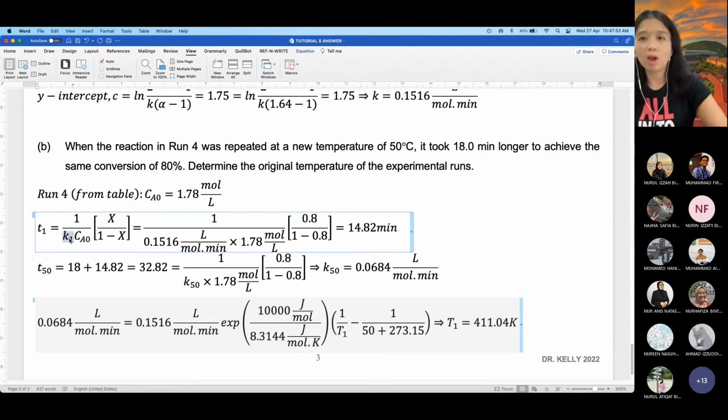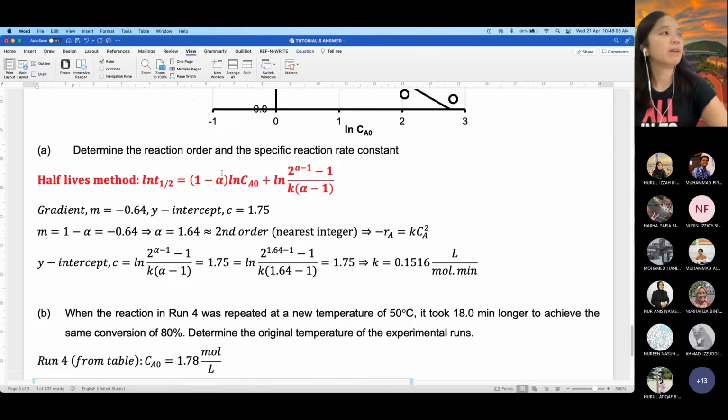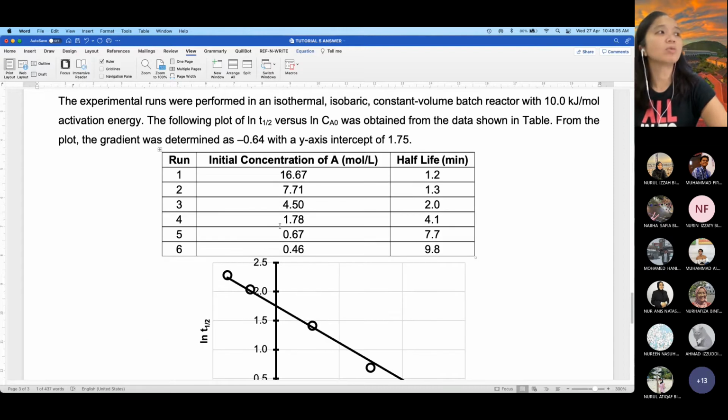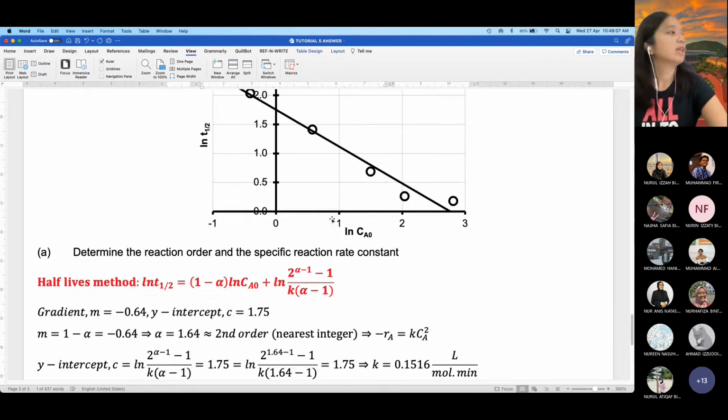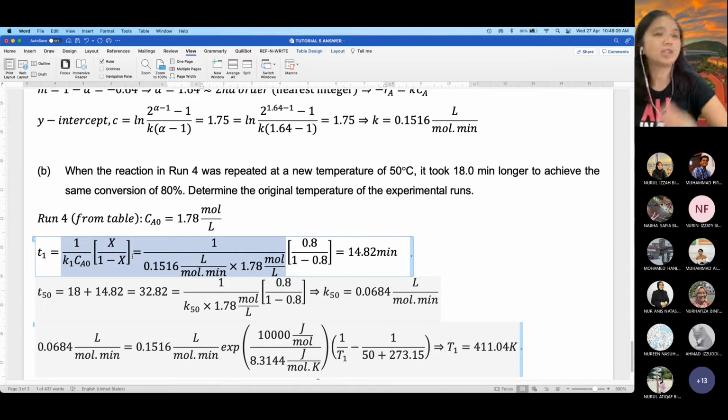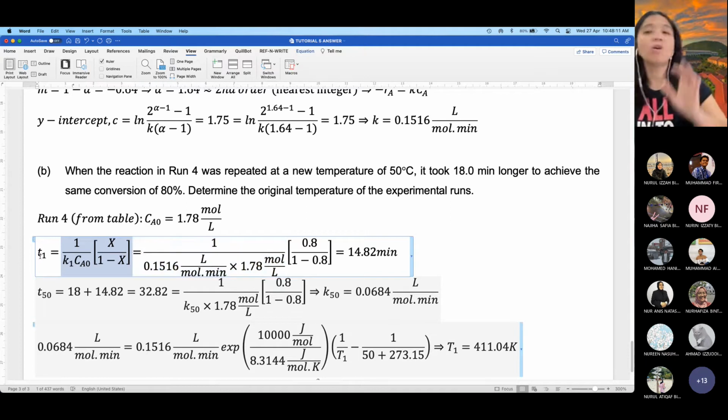Saya tahu K1 sebab daripada part A saya dah tahu K pada original temperature. And saya boleh cari juga CA0 sebab saya tahu CA0 ni daripada run 4. Dia katakan kita repeat run 4. Daripada experimental data, run 4 is 1.78. Okay, so kalau saya boleh tahu information ni, saya boleh cari original reaction time dahulu.